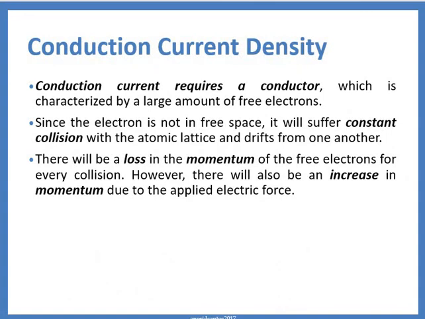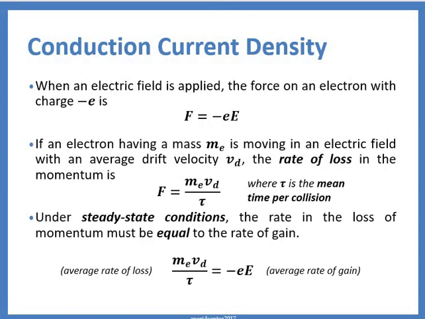Again, conduction current requires a conductor, which is characterized by a large amount of free electrons. Thus, an electron will suffer constant collision with the atomic lattice and drifts from one atom to another. There will be a loss in momentum for every collision, but there will also be an increase in momentum due to the applied electric force. In general, force measures the rate of change of the momentum.